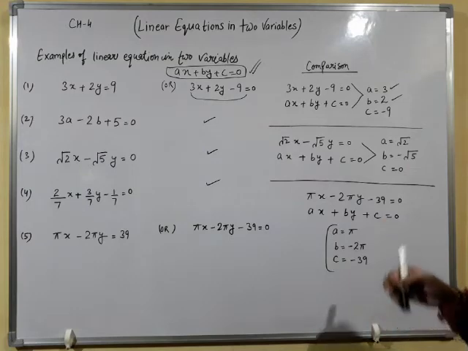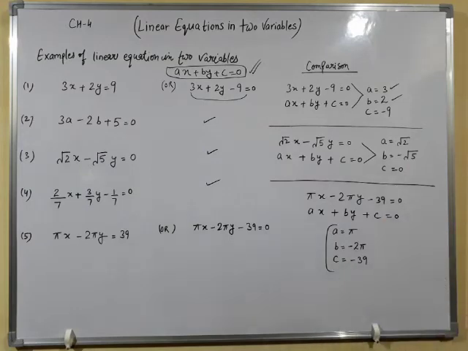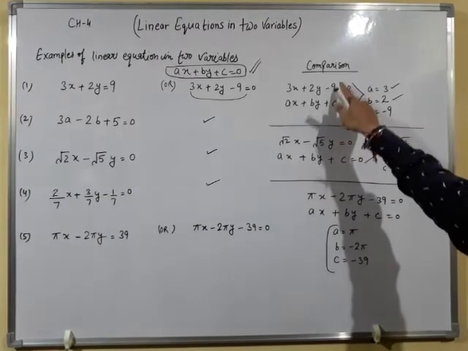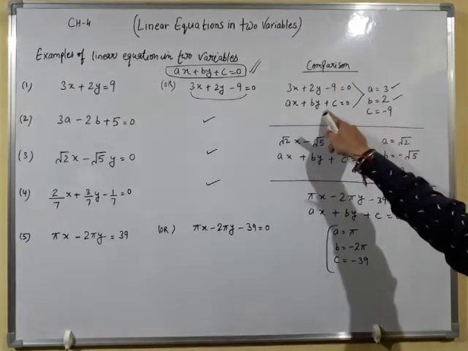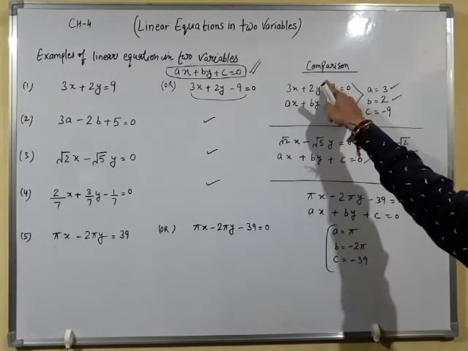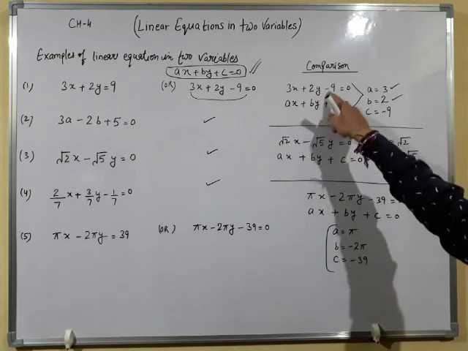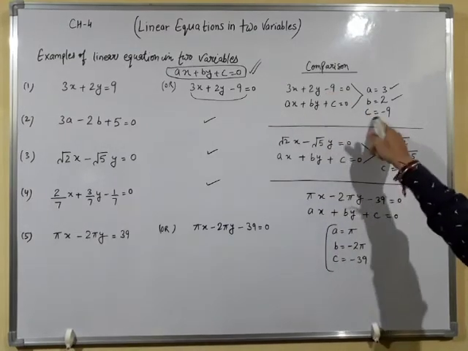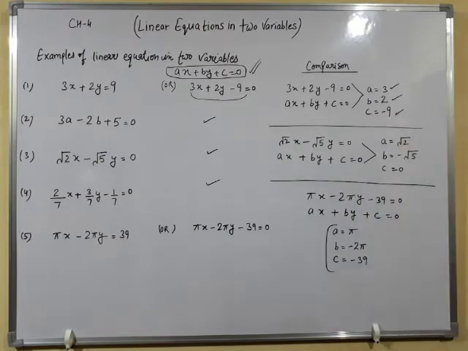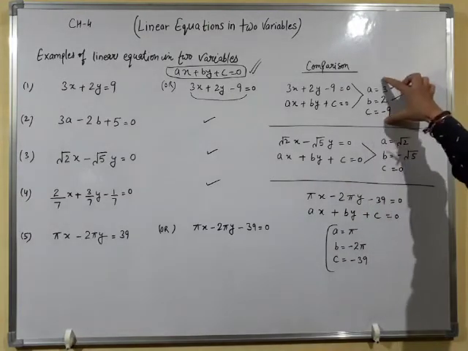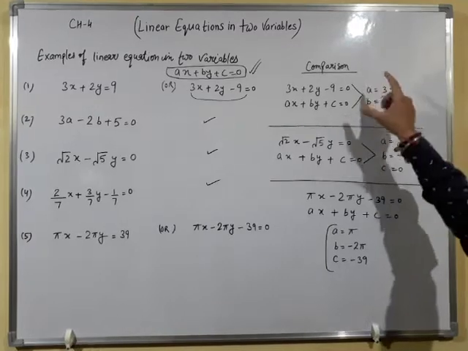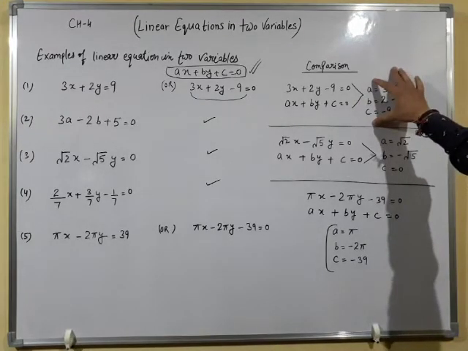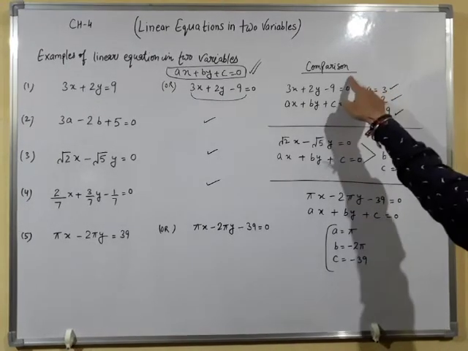And for the constant part, here we have c and here we have 9. But c is positive here and 9 is negative here. And we know plus minus equals minus. So c will be equal to minus 9. So like this we can find the values of a, b and c. Means we can find the values of the real numbers by comparison.